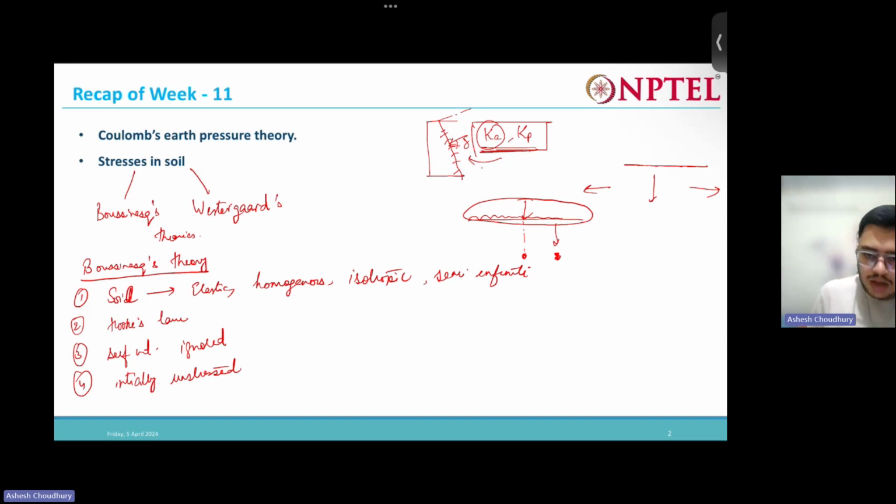Apart from Boussinesq's theory, there is a theory called Westergaard. The Westergaard theory is quite similar to Boussinesq's theory, but there are some extra assumptions that are made. Let me write those for you.